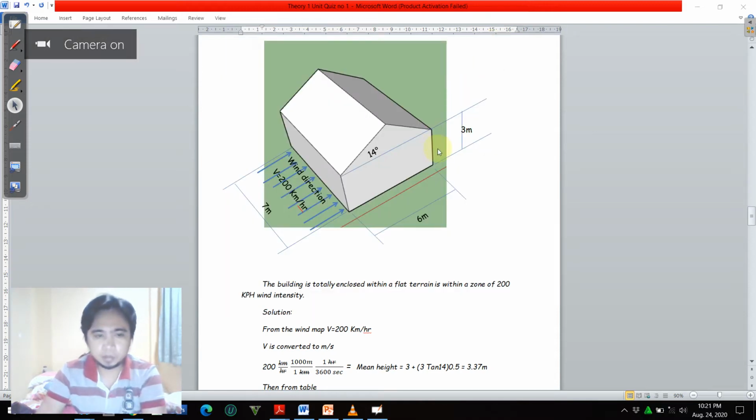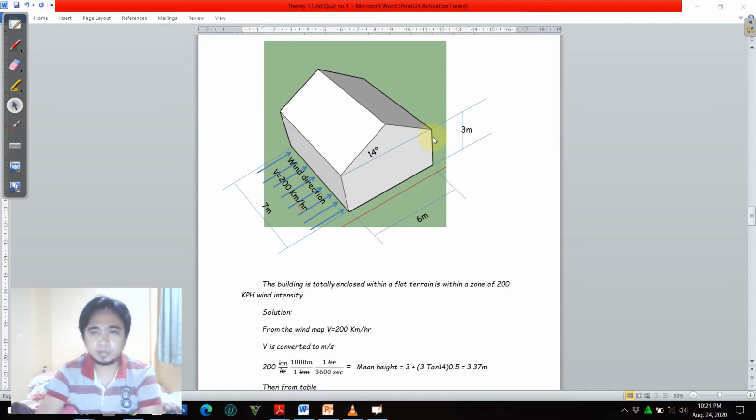Okay, so let us now proceed to the wind load problem. As we can see here, we have a totally enclosed structure having a height from the ground up to the roof level of 3 meters. We have specified also the velocity that came from the wind map, 200 kilometers per hour, with the wind direction.